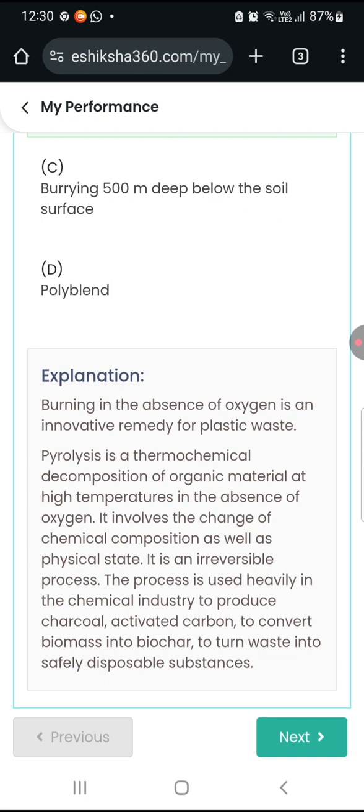It involves a change of chemical composition as well as physical state. It is an irreversible process. The process is used heavily in the chemical industry to produce charcoal and activated carbon, to convert biomass into biochar, and to turn waste into safely disposable substances.